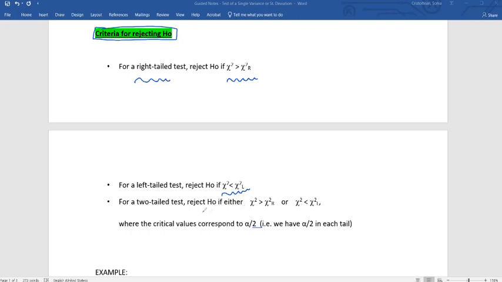For a two-tailed test, we will reject H sub 0 if the test statistic is either to the right of the chi-square to the right or to the left of the chi-square to the left. Just keep in mind, the critical value corresponds to alpha over 2. The level of significance should be split in 2 for a two-tailed test. So let's go over some examples.